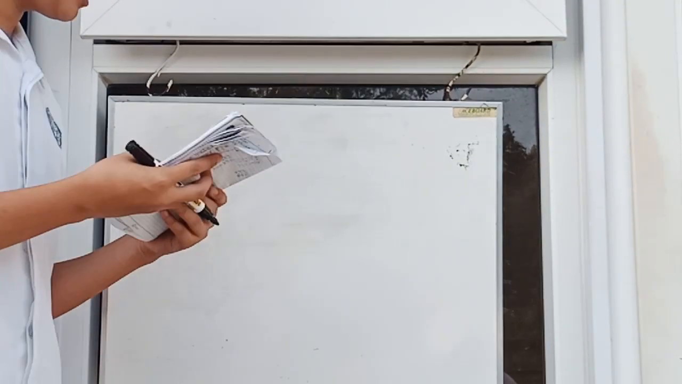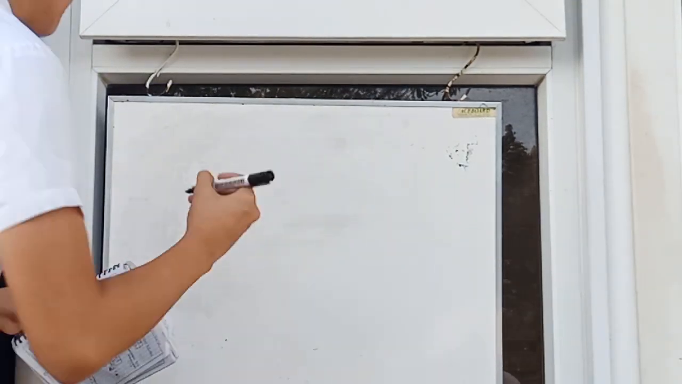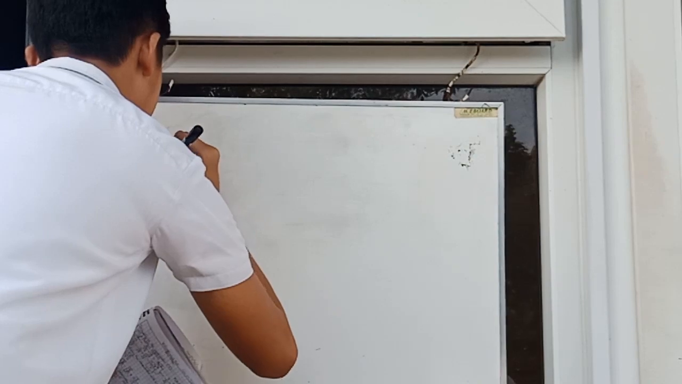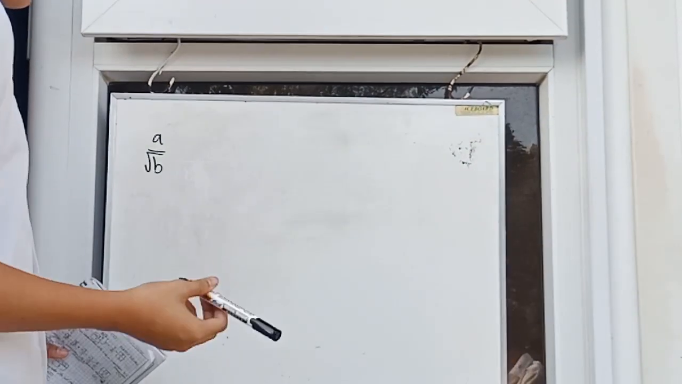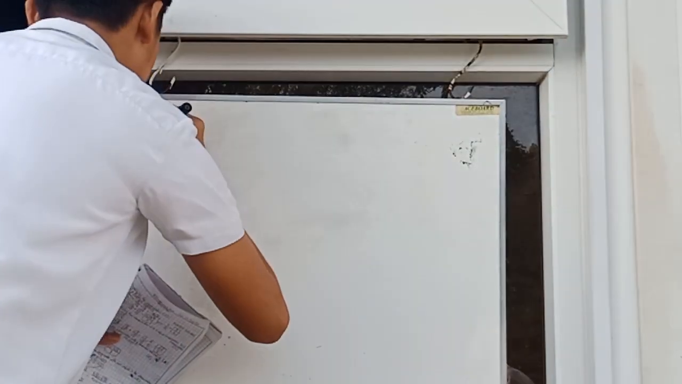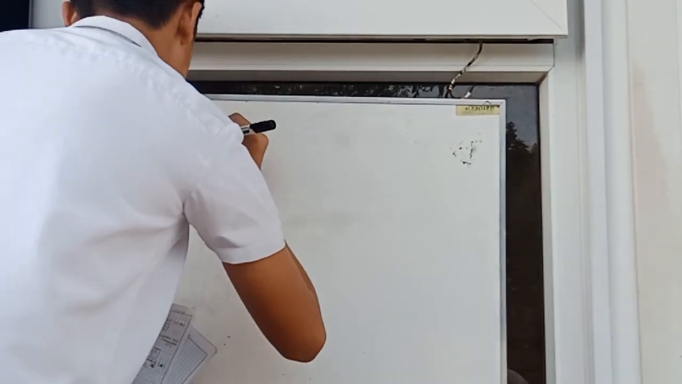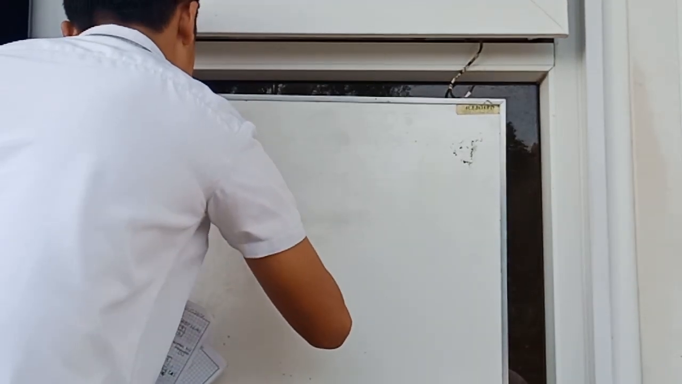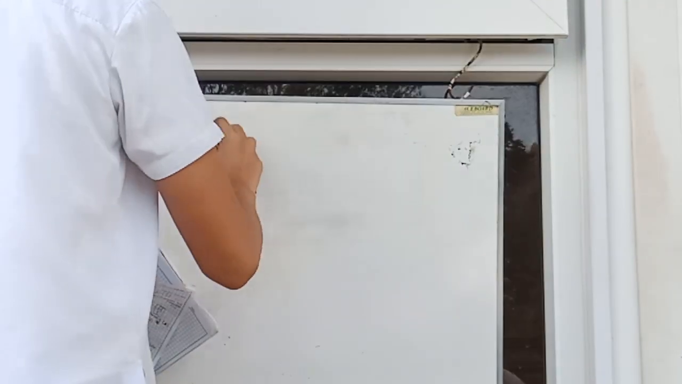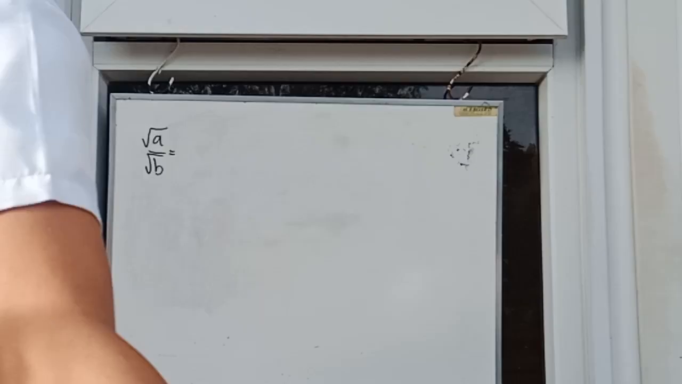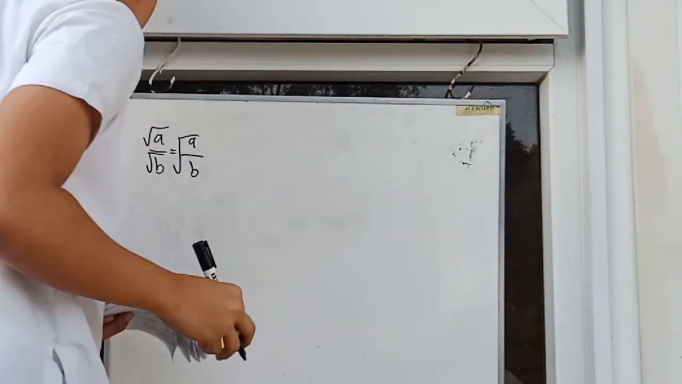So my second example is rationalizing the denominator with a radical in the numerator and denominator. In my first example, the denominator has a radical, but in this example, the numerator also has a radical. So you simply just find the square root of both the numerator and the denominator.